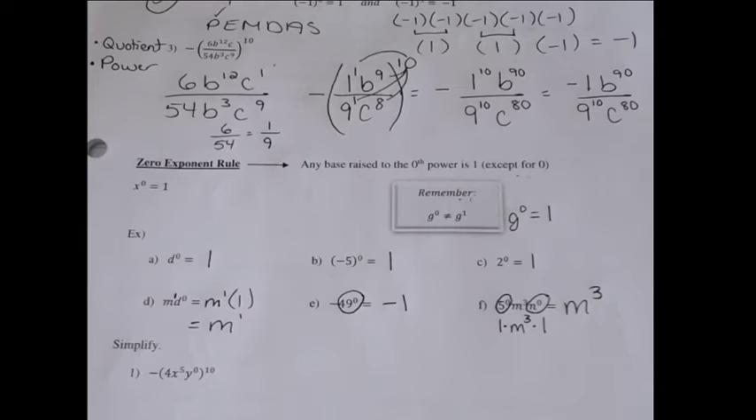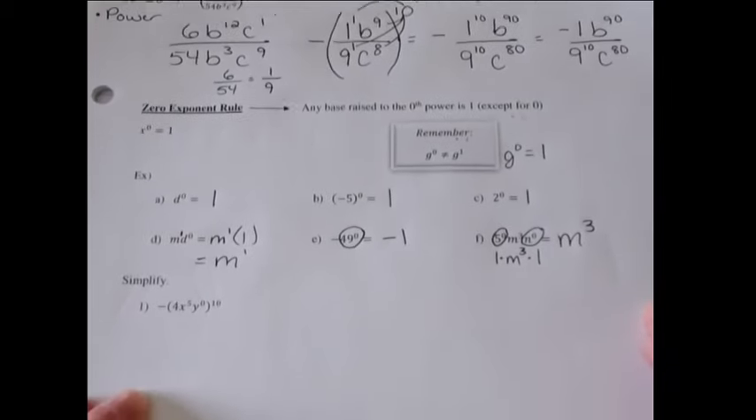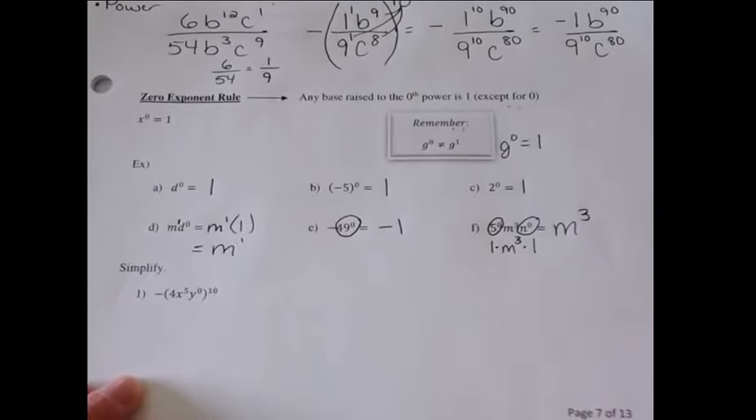So what we're going to do for the next couple problems is combine a few rules to make sure that we're understanding this. Okay, number 1, we have a negative on the outside of the set of parentheses. Inside we have 4x to the 5th, y to the 0, and this entire quantity is being raised to the 10th power.